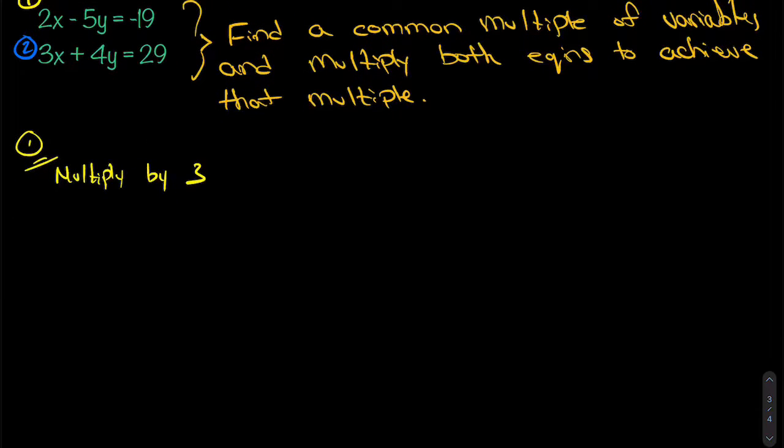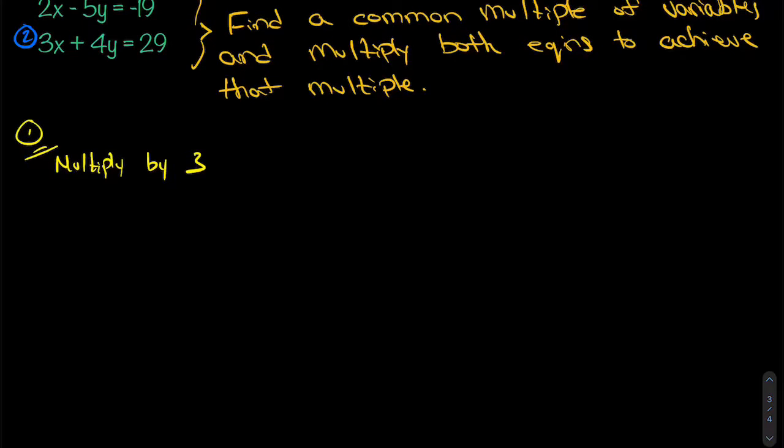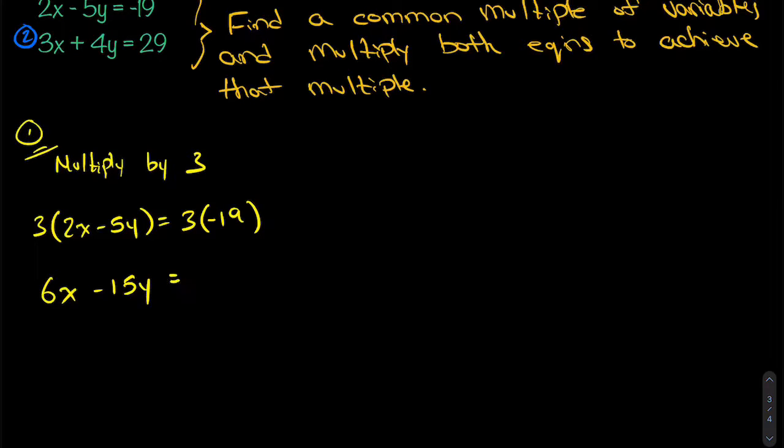Again, we're trying to get one of these variables to be the same number. We just want them to be the same number. In this case, we want a 6 in front of our x's. So here we go. We're going to multiply by 3. So we're going to do 3 times 2x minus 5y equals 3 times negative 19. So we get 6x minus 15y equals, and I actually don't even know what that is, 3 times 19, yeah, negative 57.